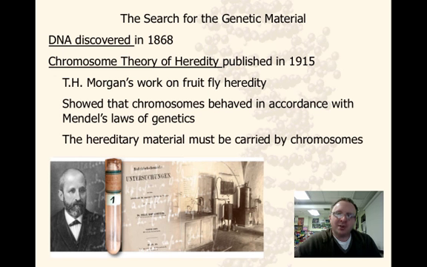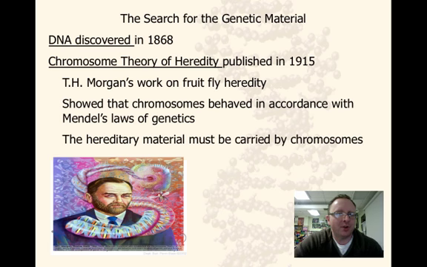The next major event in the search for genetic material came in 1915 with the publication of something called the chromosome theory of heredity. Now, T.H. Morgan was a fairly well-known scientist at the time, working on heredity, working on cell biology, and he was studying fruit fly heredity. Fruit flies are these tiny little flies that, if you leave fruit on your kitchen counter too long, you'll see a whole bunch of them flying around. They're really great research subjects because they reproduce very quickly, and they have characteristics which are very easy to determine. They have either red eyes or white eyes. They have long wings or short wings. So they're a great research model.